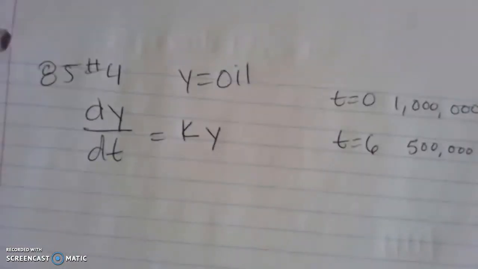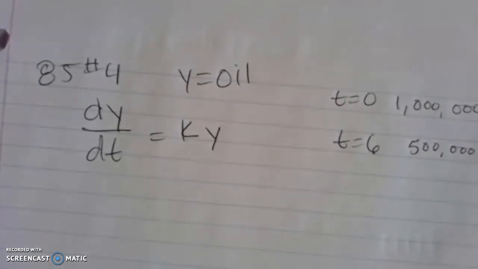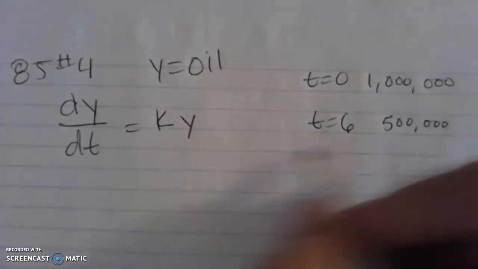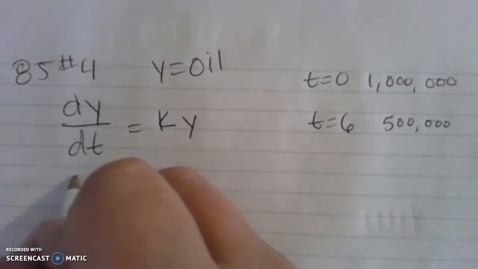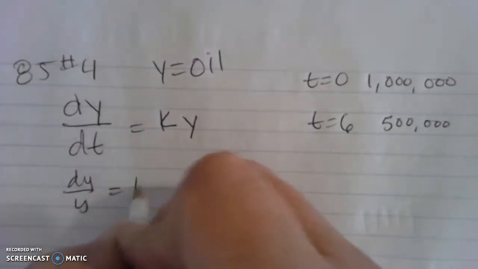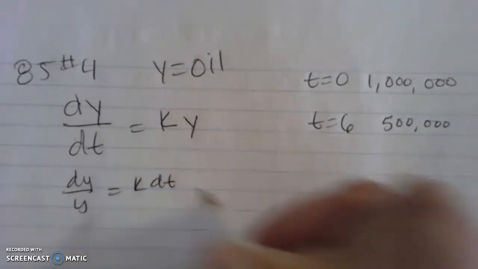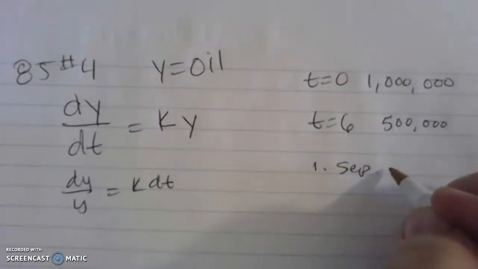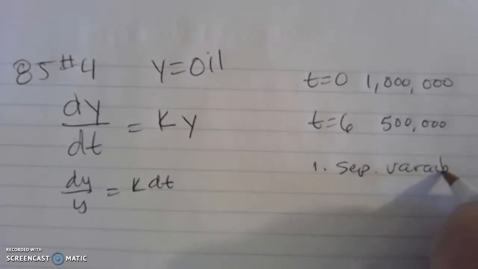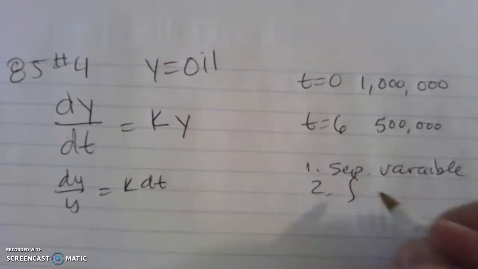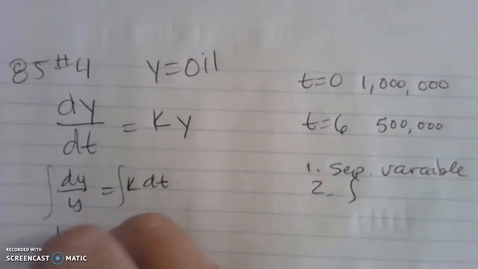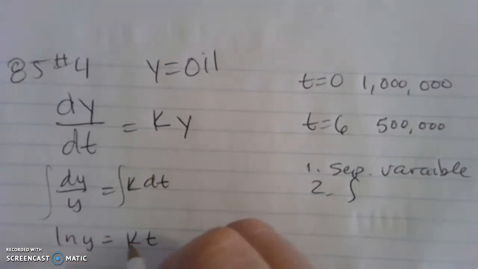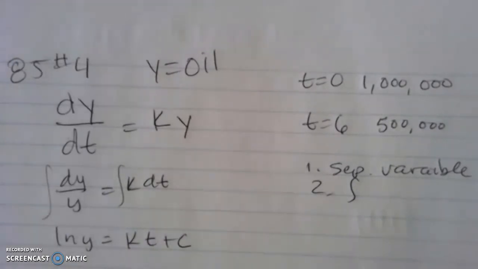But let's do part A, it says write an equation. This is what we just did with that puppy problem. What was the first thing? Separate the variables. So we get dy over y equals k dt. Then I'm going to take the integral. So when I take the integral, we get ln y equals kt, k, remember, is a constant, plus c.